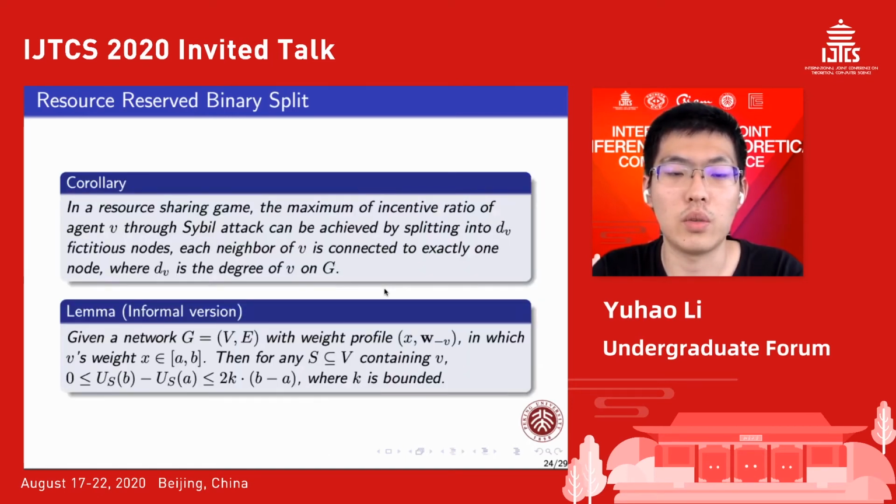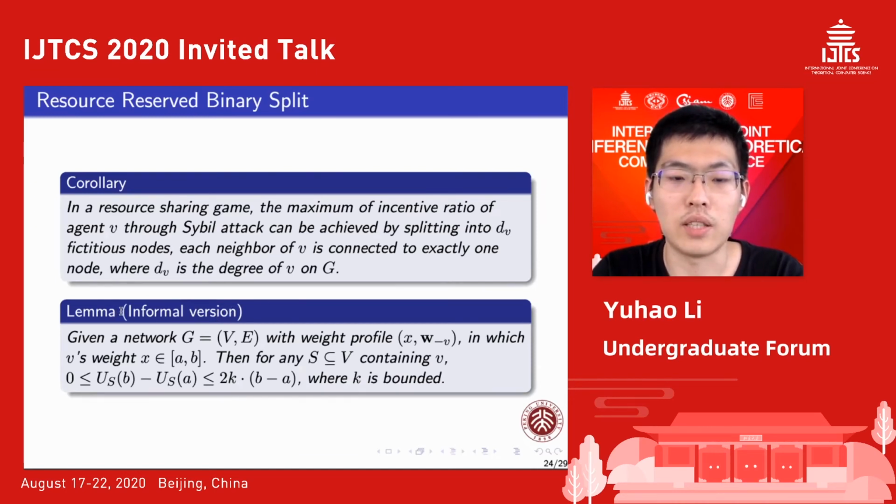So here's a direct corollary. In a resource sharing game, the maximal incentive ratio of agent V through CPU attack can be achieved by splitting into D fictitious nodes. Each neighbor of V is connected to exactly one node, where D is the degree of V on G.